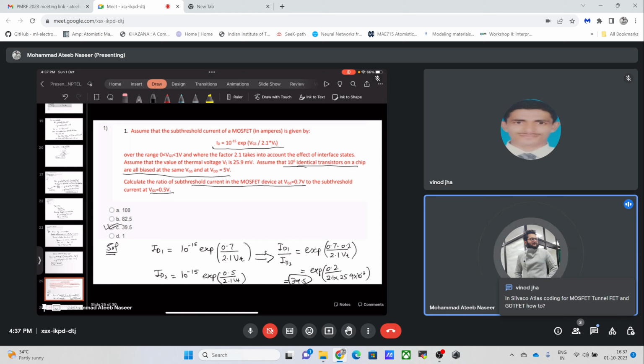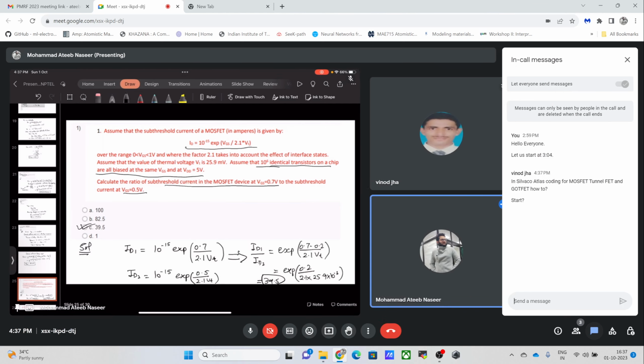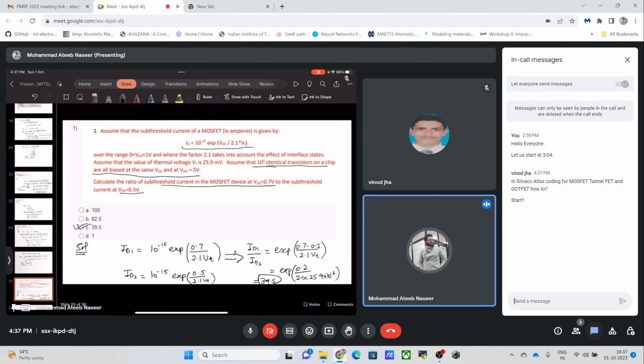Okay. Is Silvaco Atlas coding for MOSFET? Wait a second. Okay, is Silvaco Atlas coding for MOSFET, tunnel FET? How to start?